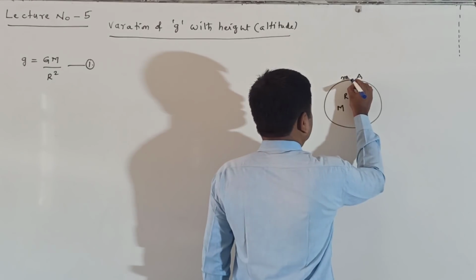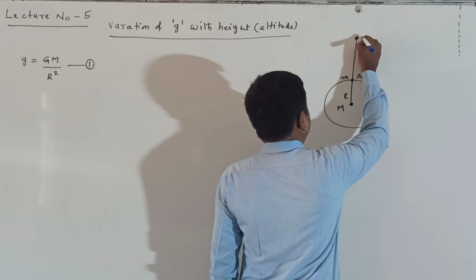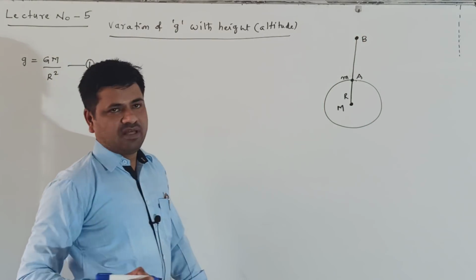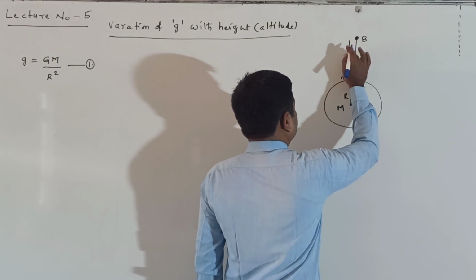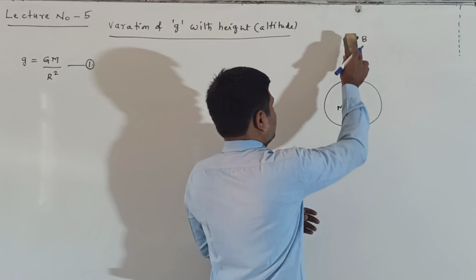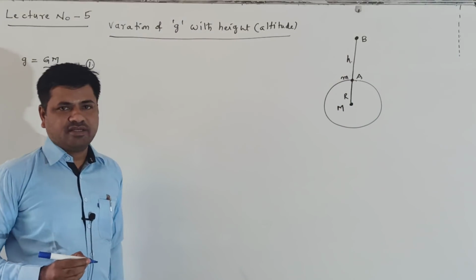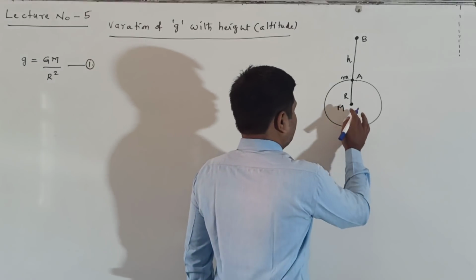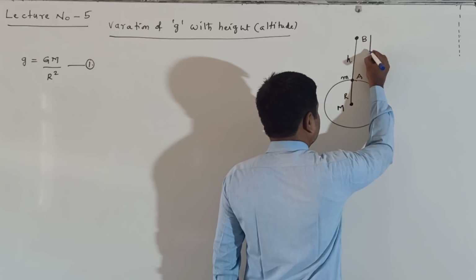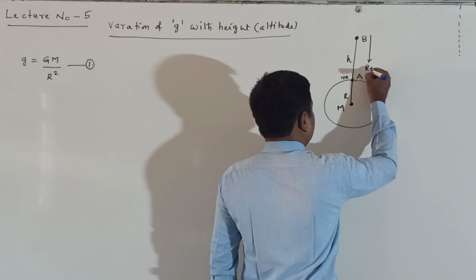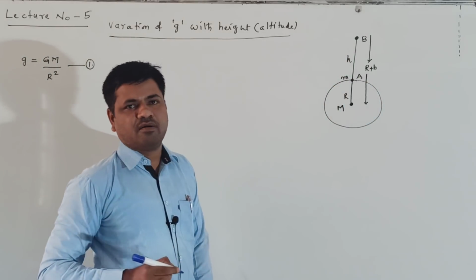Now this body is lifted to a certain height from the surface of the earth. That height I consider as h. From this point to this point is h. This distance up to here is the radius r. The total distance from point B to the center of the earth becomes r plus h.